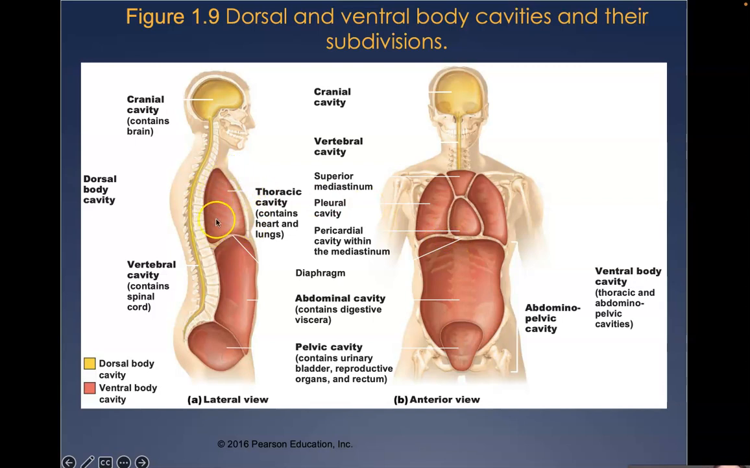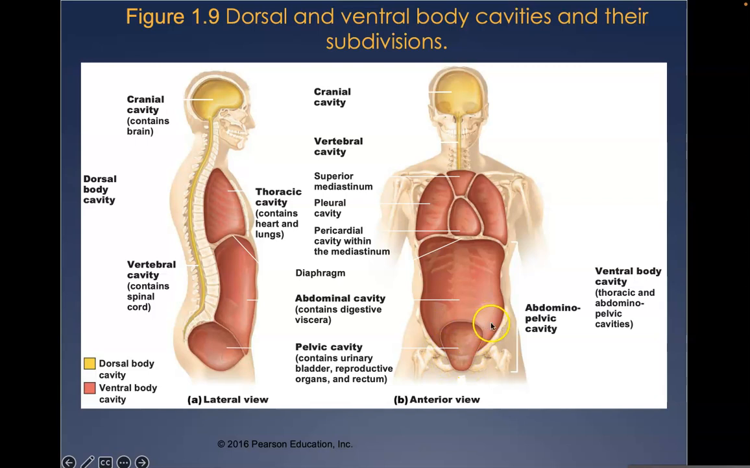So again, the thoracic cavity is going to be that big cavity underneath the ribs. That's going to include the heart and the lungs, okay? And then it's going to be separated from the abdominopelvic cavity, which is going to include all of the abdominal and pelvic organs. Now we can take the abdominopelvic cavity and split it up into the abdominal cavity and then the pelvic cavity.